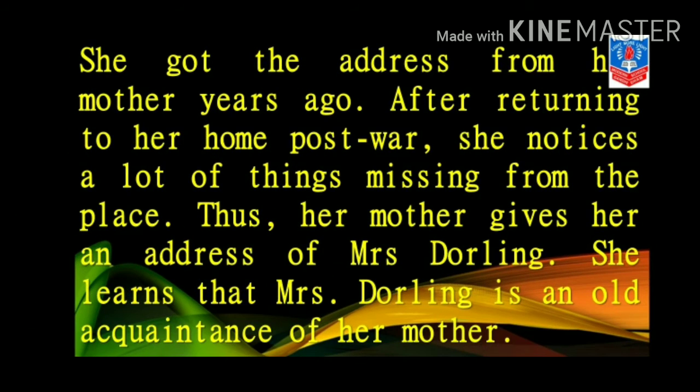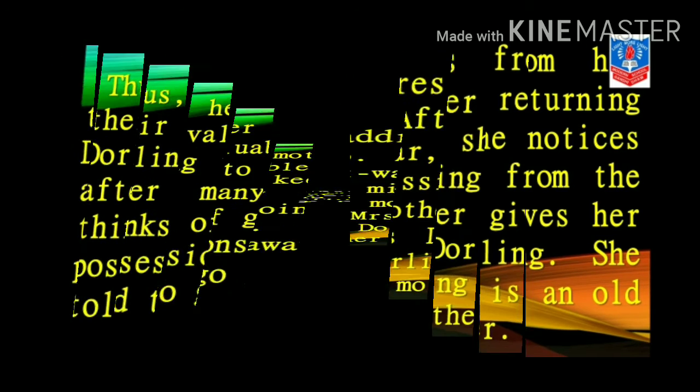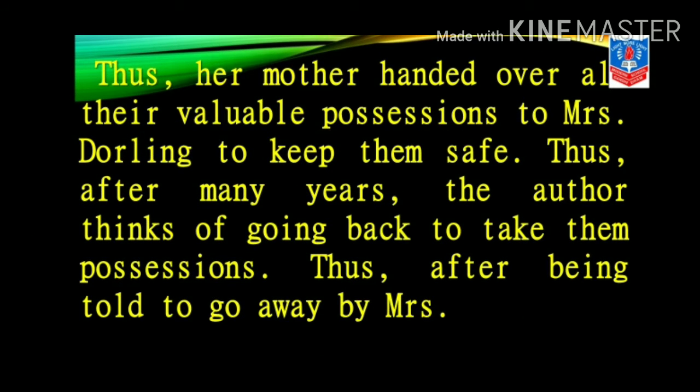She got the address from her mother years before. After returning to her home post-war, the narrator notices a lot of things missing from the place. Thus her mother gives her the address of Mrs. Darling and tells her that the belongings of her mother and her house are kept safe in Mrs. Darling's house. She learns that Mrs. Darling is an old acquaintance of her mother. Thus, her mother handed over all the valuable possessions to Mrs. Darling to keep them safe.